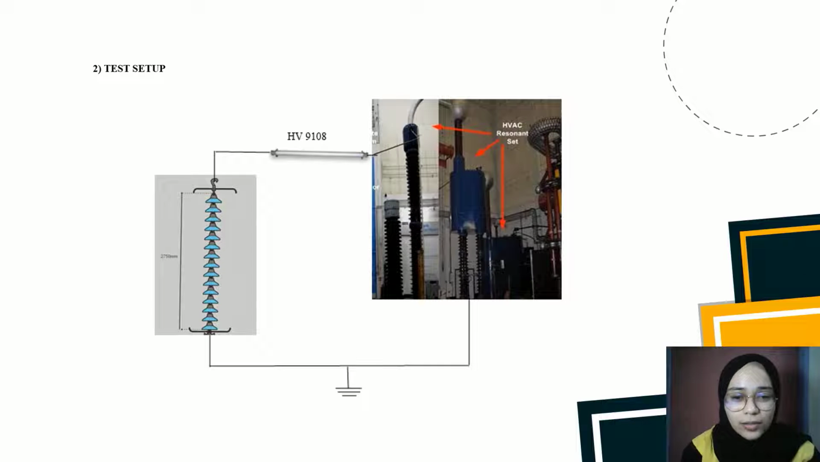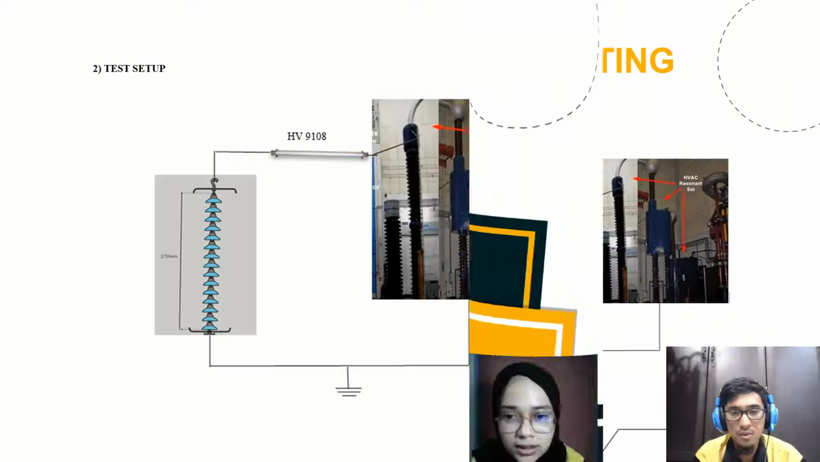And this is our test setup for doing the HVAC temporary overvoltage dry test. Our HVAC resonance set and the insulator need to be connected to the ground, while the connecting rod is connected between the resonance set and the insulator. For doing wet tests, we need to sprinkle water on this insulator.